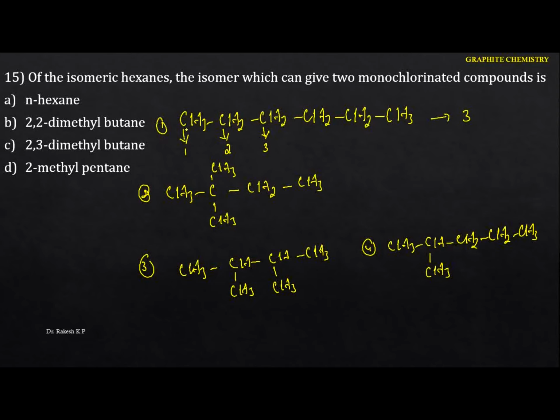If I replace here, what is the name of this compound? 1-chlorohexane. If I replace here, 2-chlorohexane. If I replace here, 3-chlorohexane. If I replace the hydrogen by chlorine, again we are going to get the 3-chloro. Hence, what are the possibilities we have? Only 3 monochlorinated. But the intention is to identify the 2 monochlorinated product. Okay, just go this way.